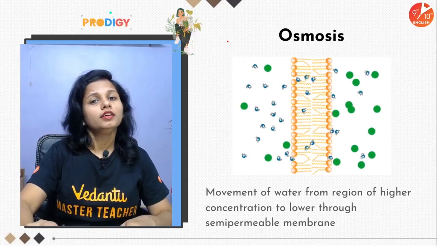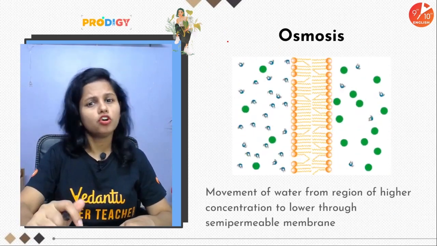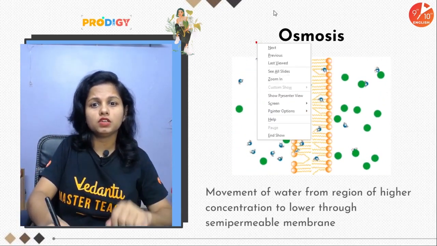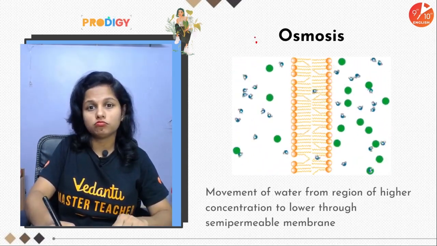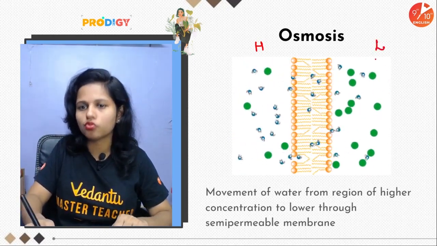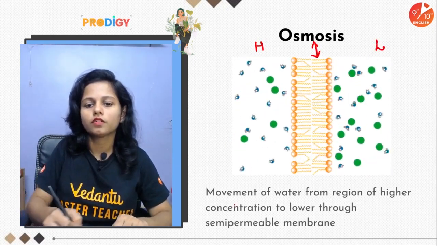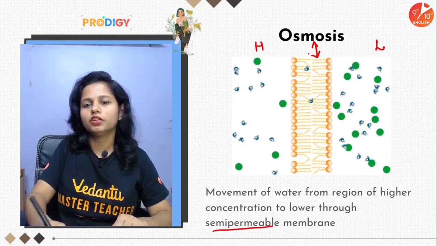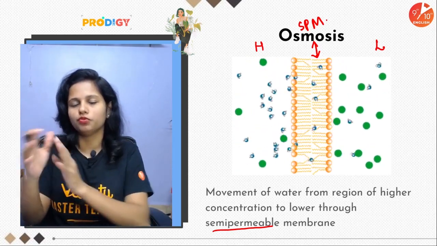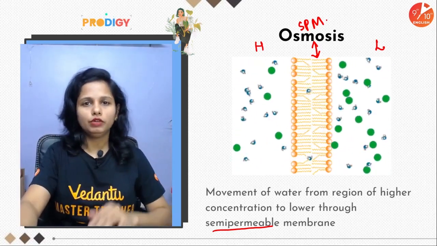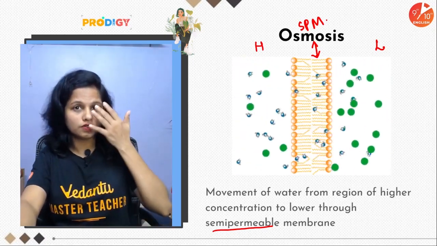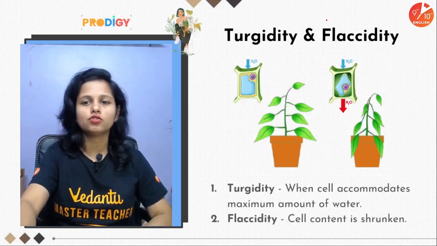Then osmosis. Osmosis is also the movement of particles, basically solvent molecules, especially water, from a region of high concentration to a region of low concentration through a semi-permeable membrane. There should be a presence of a semi-permeable membrane. That is when things move from high to low. Now, if the water is entering inside the cell, it's called endosmosis. If water is leaving the cell, it's called exosmosis.